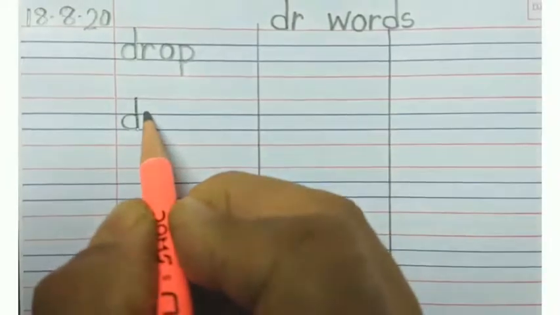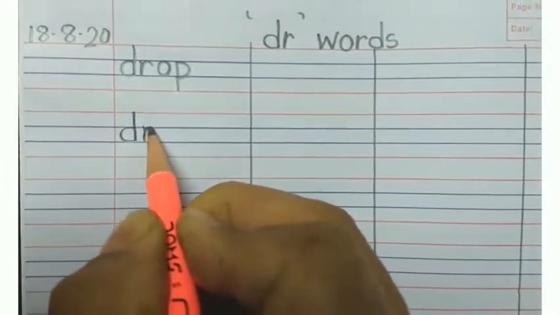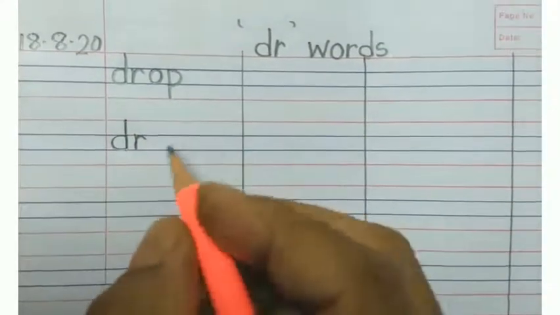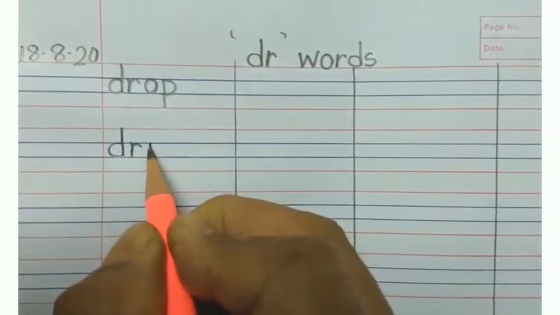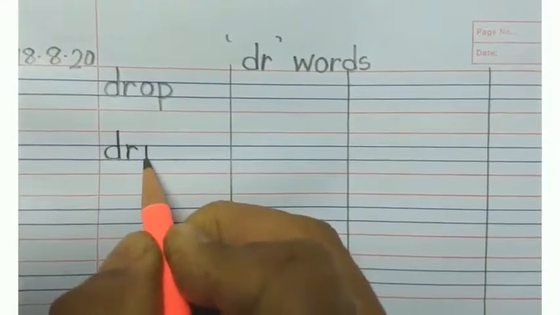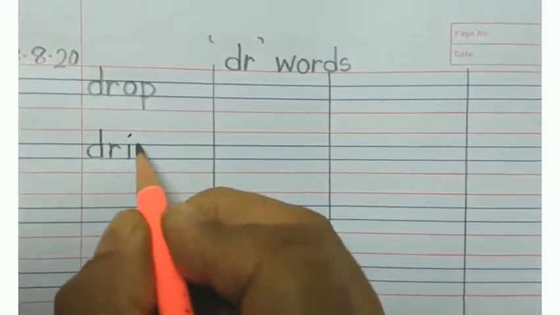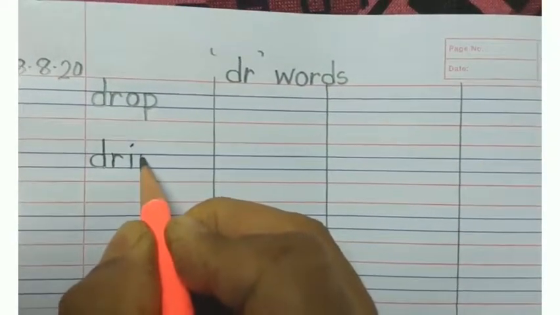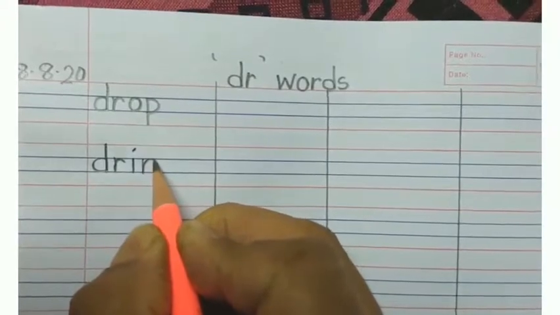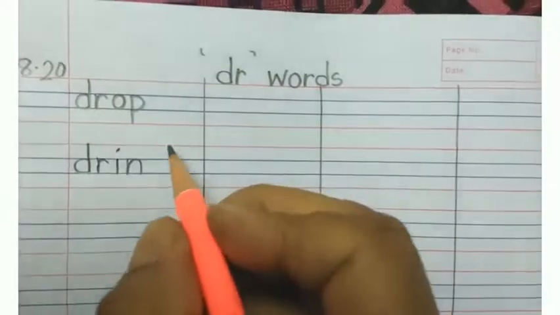Now, from blue line to blue line, make a small standing line, go up and a small curve, R. Then from blue line to blue line, a straight standing line and a small dot above, I. Again a straight standing line from blue line to blue line, go up, curve, take a turn, come down, touch the second blue line, N.